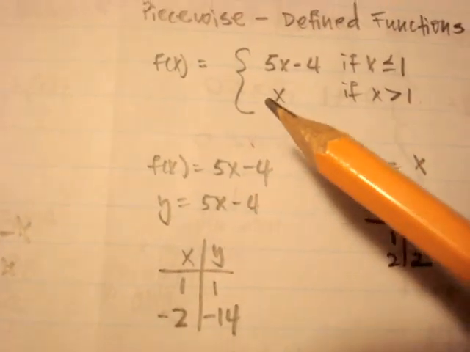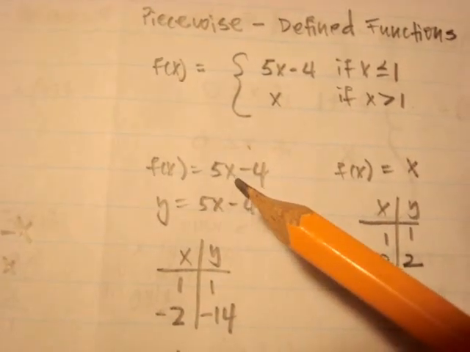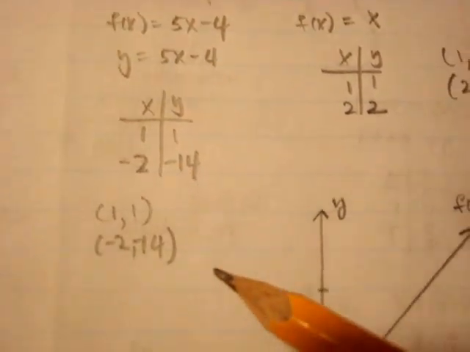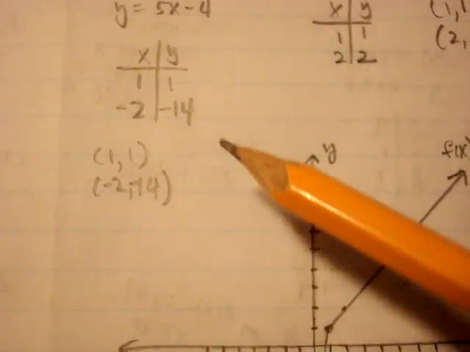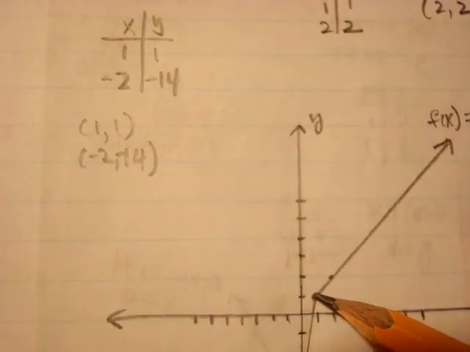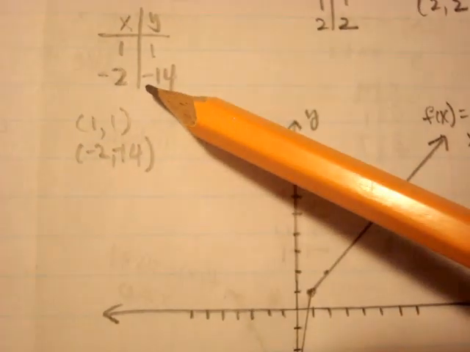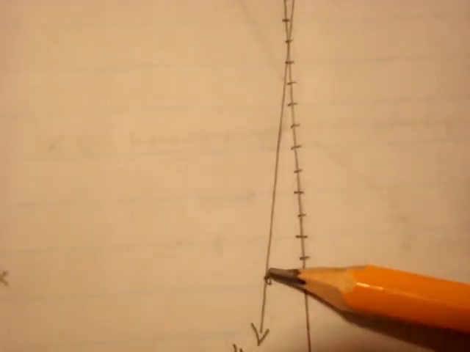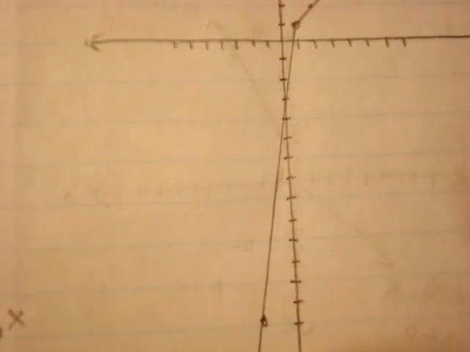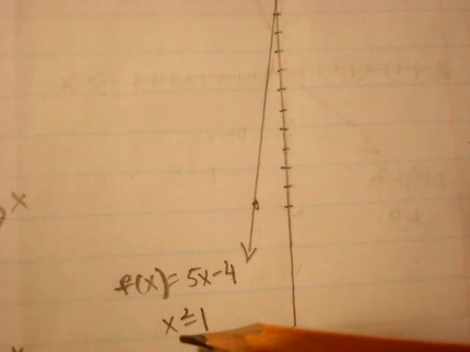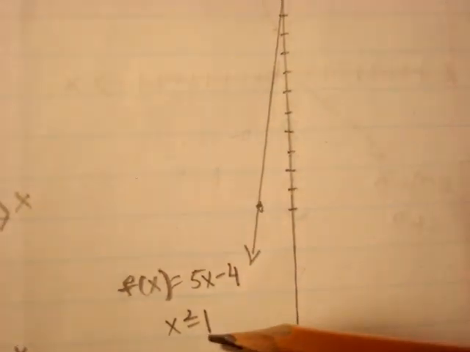So the second graph is f of x equals 5x minus 4. Get 2 points for it, and it'll be like this. So if I go, let's say, 1 to the right and up 1, the point will be right here. The second one will be negative 2 and negative 14, which is down here. And you connect the first point to the second point, and you will get the function with the restriction that x has to be less than or equal to 1.